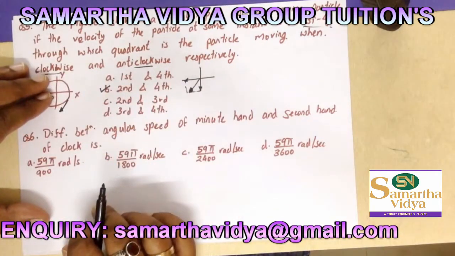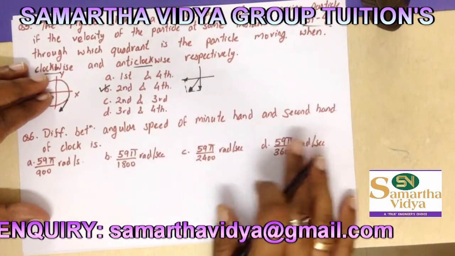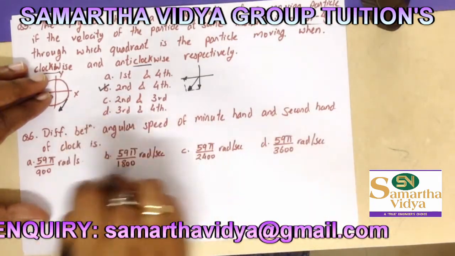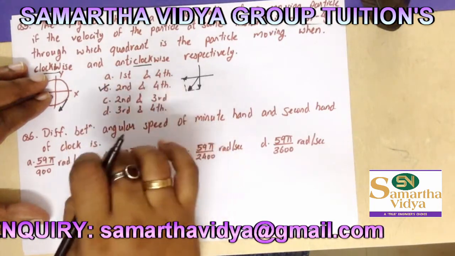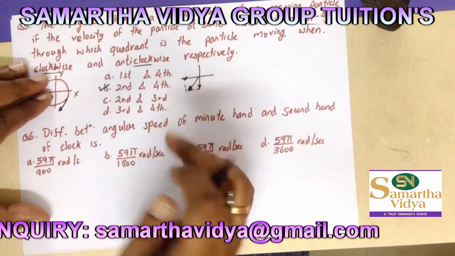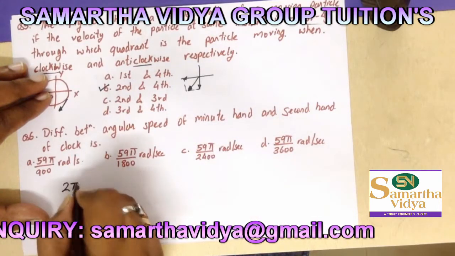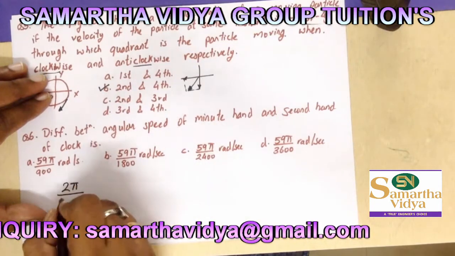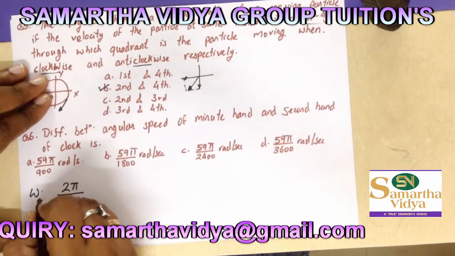Moving ahead with the next one, they are asking what is the difference of the angular speed of the minute hand and the second hand of a clock. So we know in a clock, the minute hand and second hand both perform a circular motion, and the circular motion is always taking the entire circle around the clock. So let us understand the minute hand. The minute hand will be traveling the same distance of 2 pi, that is the entire circle, and it takes 60 into 60 seconds. So this is nothing but the angular speed of the minute hand.